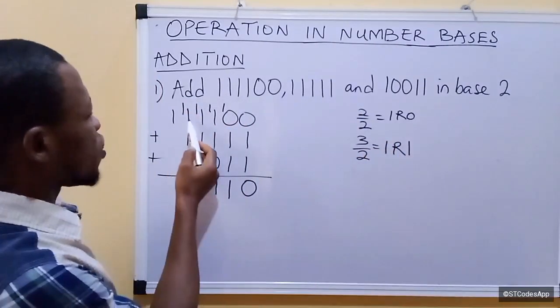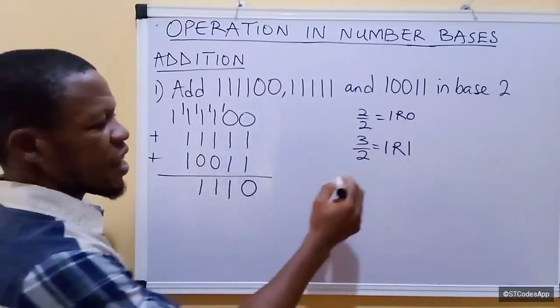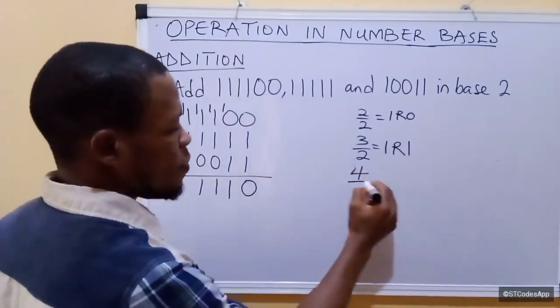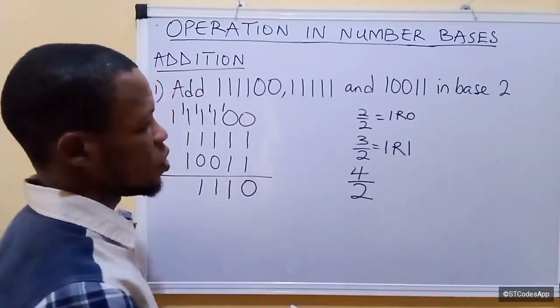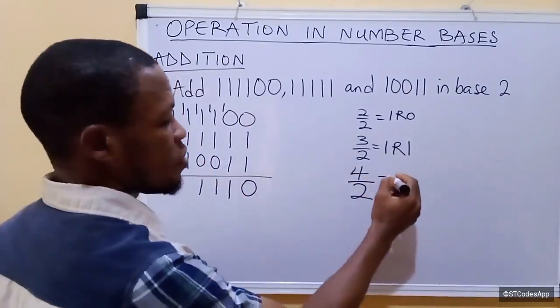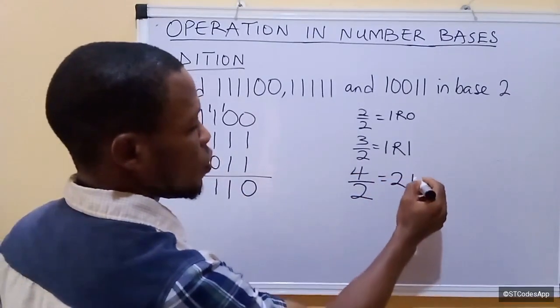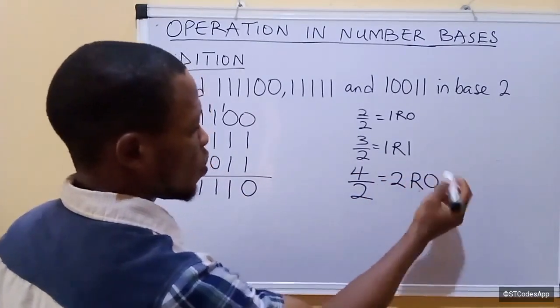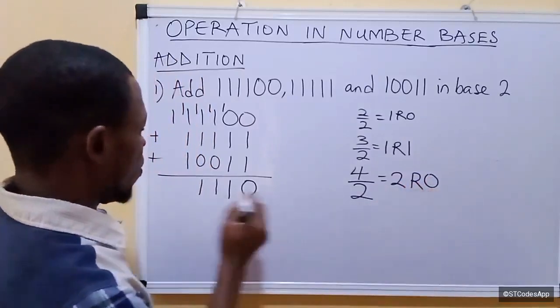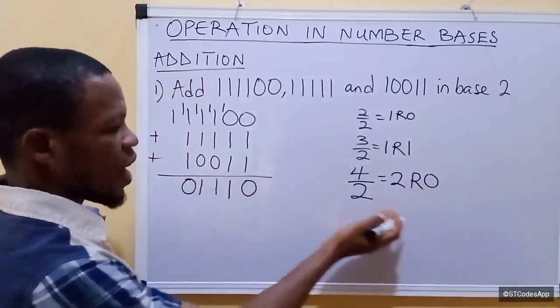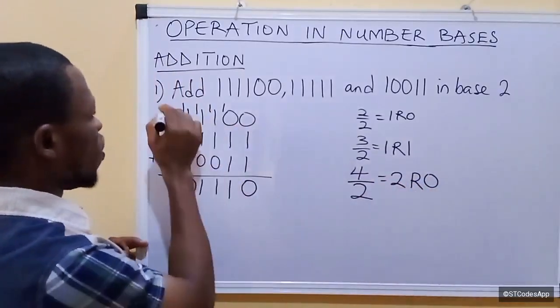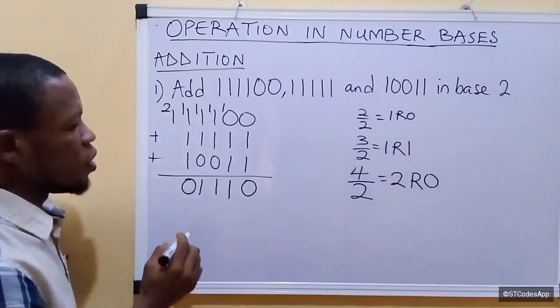Here we have 1 plus 1 plus 1 plus 1. That gives us 4 divided by the base, which is 2, and that gives us 2 remainder 0. We take our remainder, which is 0, as our answer here, and then carry over the 2, which is our quotient, over to the next place value.